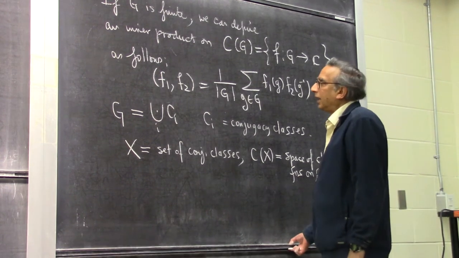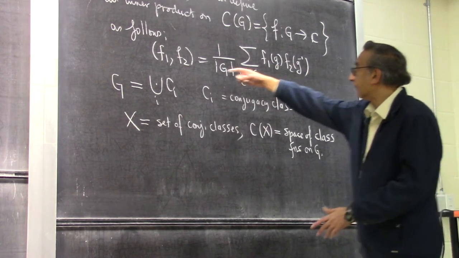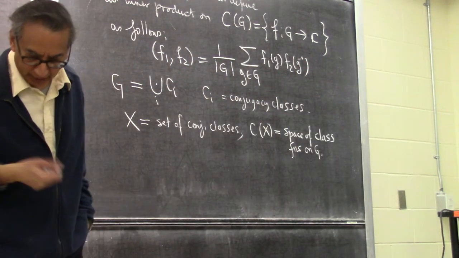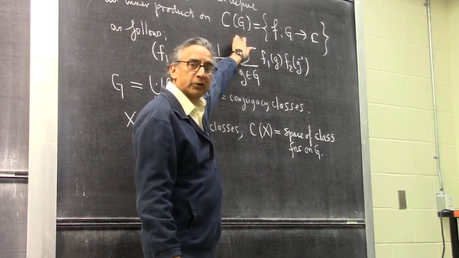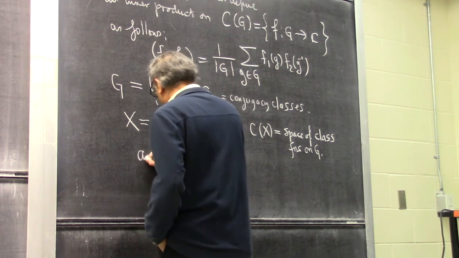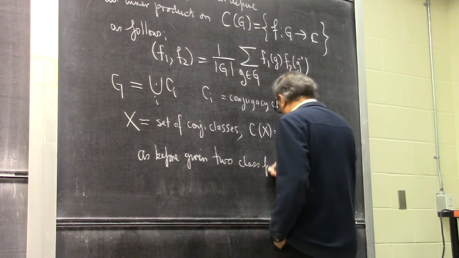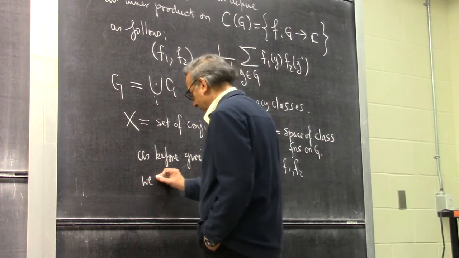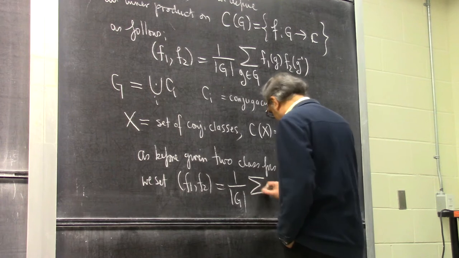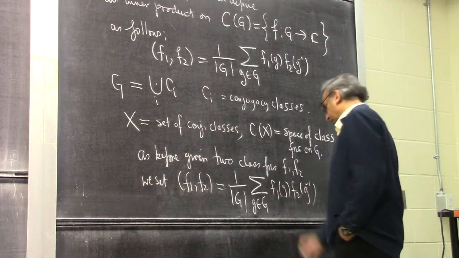And so we can define, again, the same definition of inner product for the class functions as well. By abuse of notation, even though I'm in two different vector spaces, I'll still use the same inner product. So, as before, given two class functions f1, f2, we set the inner product of f1, f2 to be 1 over the order of G, times the same sum. It's not the number of elements in the conjugacy class or anything like that. It's still the same thing. That's the definition.